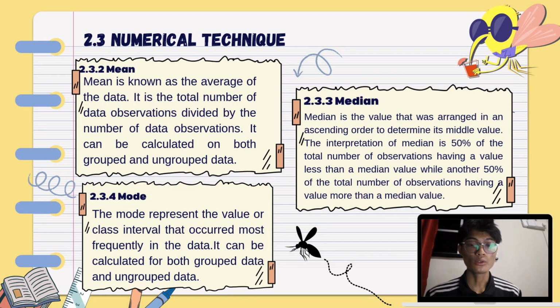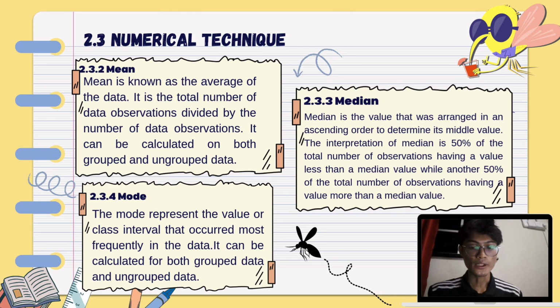Next, I will explain the numerical techniques used in our studies. First, the mean. The mean is the average of the data. We calculate it by adding all the values and dividing it by the number of observations. It can be used for both grouped and ungrouped data.